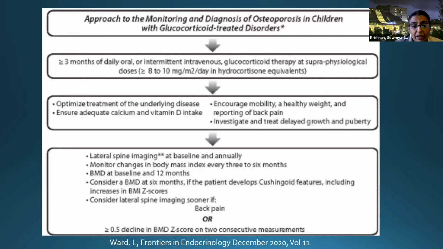this is a very good review by Dr. Leanne Ward, which was recently published in Frontiers in Endocrinology, on the approach to monitoring and diagnosis of osteoporosis in children. In any child who receives oral or intravenous glucocorticoid therapy at doses above 8 to 10 milligram per meter square per day for more than 3 months, you should look into bone health. Apart from optimizing calcium and vitamin D and encouraging mobility, the evaluation for bone health includes looking for vertebral fracture, which includes lateral spine imaging at baseline and annually, and BMD monitoring again at baseline and every 12 months.